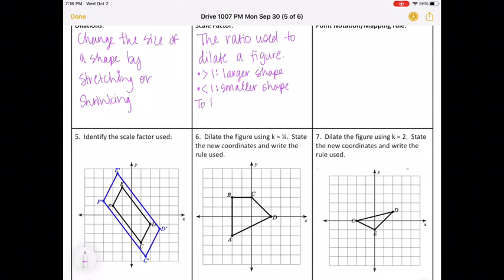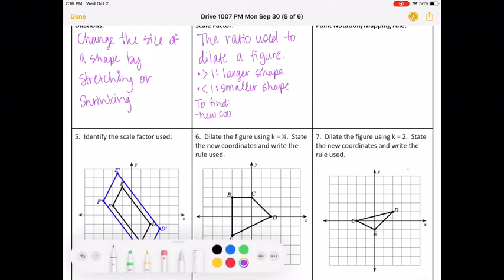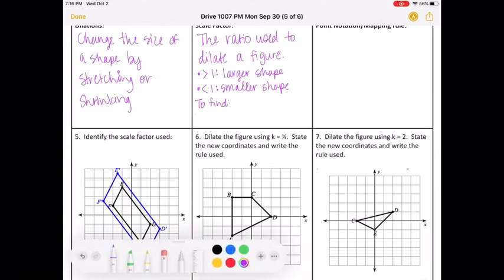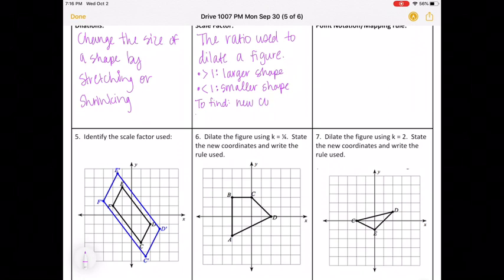All right, and then to find the scale factor, you're going to take your new coordinate, actually, let me write this a little differently so there's room. So new coordinate, and you divide by the old coordinate. I'll show you what I mean by that in a minute, but so you have this for reference.